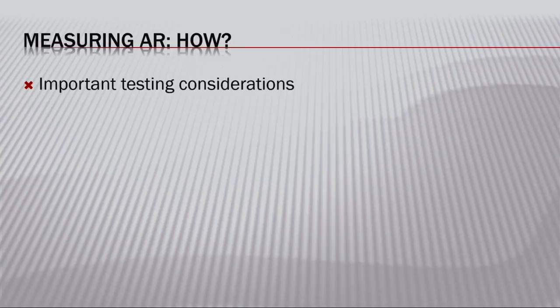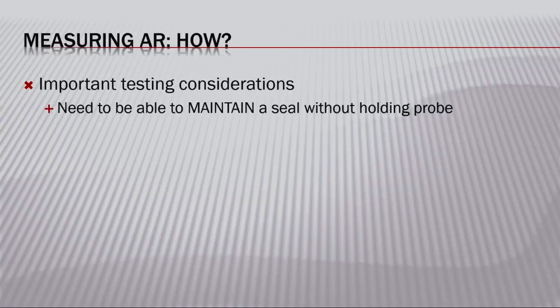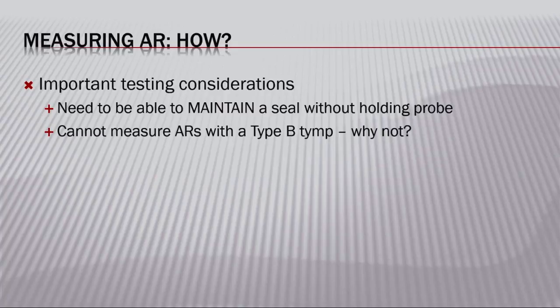Some important things for testing about measuring the acoustic reflex. For the acoustic reflex testing to work, you have to be able to maintain a seal without holding the probe. You can't hold the probe for acoustic reflexes because any small movement of your hand is going to change the reflex. So you have to be able to maintain a seal. For whatever reason, there are some people who you just can't get a seal to take and hold. And then you just make a note, could not maintain seal. You can't measure acoustic reflexes with a type B temp.